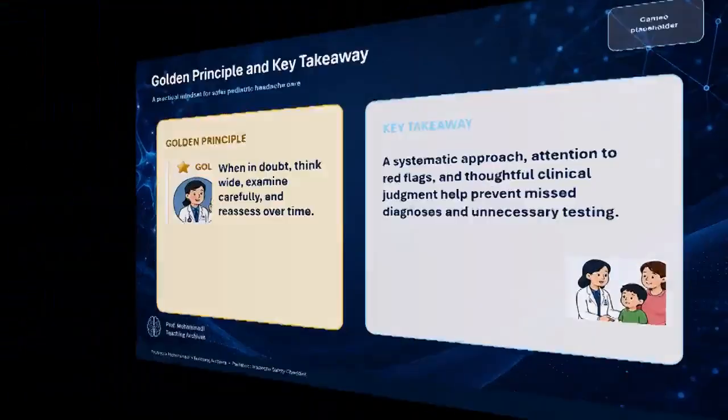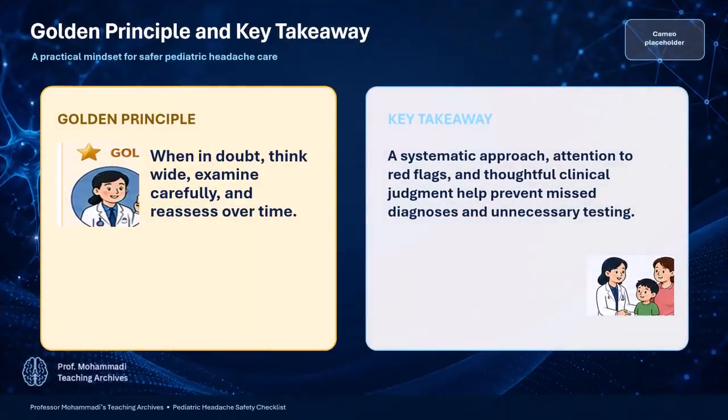Next slide, please. The golden principle is simple. When in doubt, think wide, examine carefully, and reassess over time. Safe pediatric headache care is not about ordering every possible test. It is also not about relying too quickly on the most common diagnosis. The safest approach lies between these extremes. A systematic assessment, attention to red flags, thoughtful use of investigations, and planned reassessment can reduce both misdiagnoses and unnecessary testing. This is especially important in children because symptoms may be described indirectly by parents, and the full clinical pattern may become clear only after time has passed.